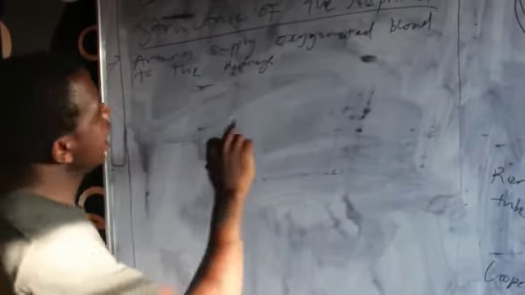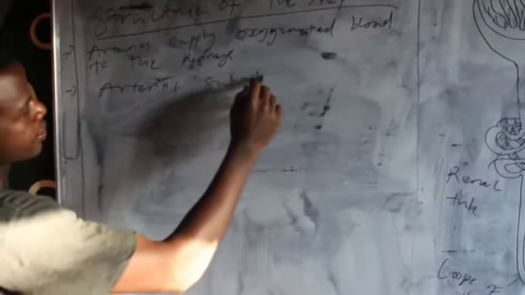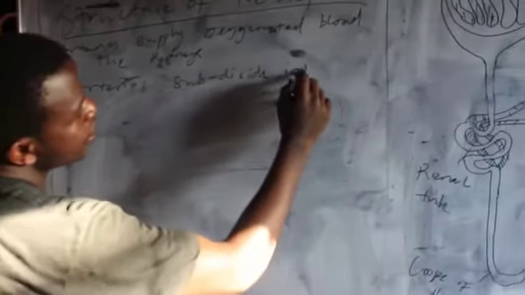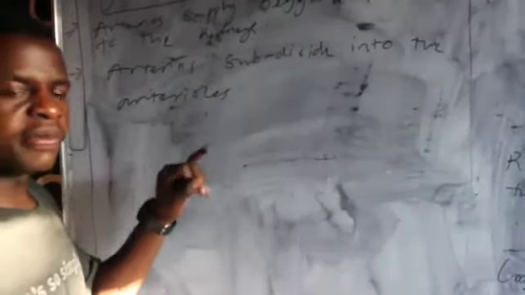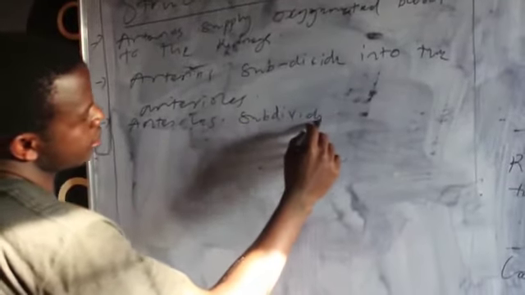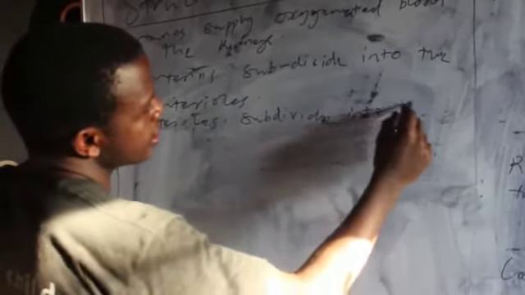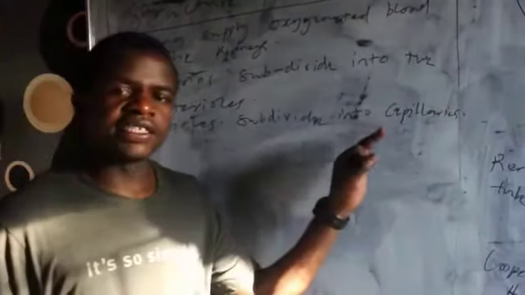Then the arteries, when they enter the kidney, subdivide into the arterioles. Then these arterioles also subdivide into capillaries. Then the capillaries form thousands of knots.